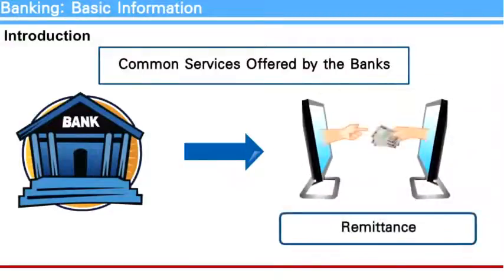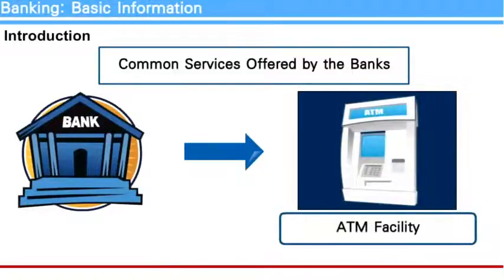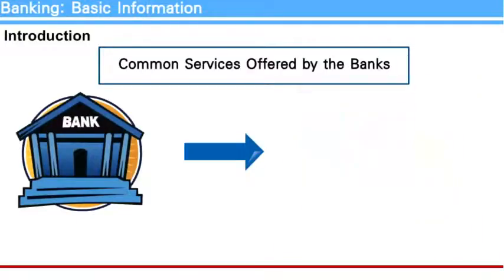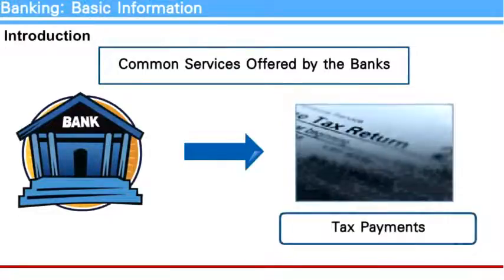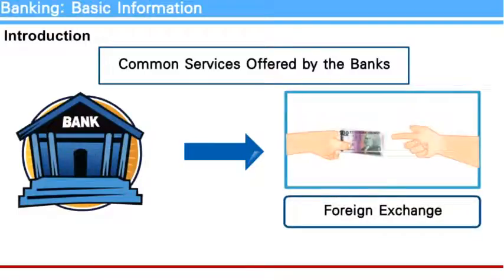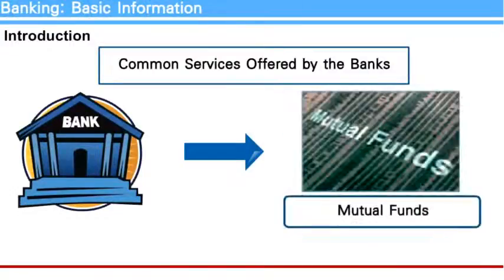These days, banks also offer electronic channels for remittance. Operating ATM machines for the customers to withdraw funds from their accounts round the clock. Accepting instructions from the customer and facilitating utility payments like electricity bill, insurance premium, etc. Accepting tax payments from the customers on behalf of government. Transacting in foreign exchange to help businesses and others receive or pay in foreign currency. Selling mutual fund units and insurance products.